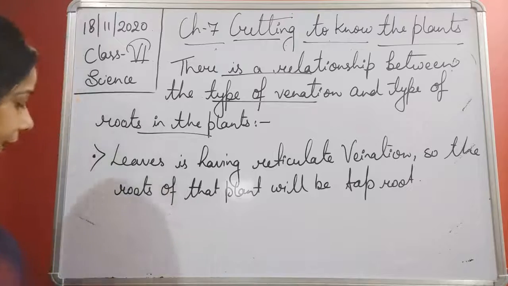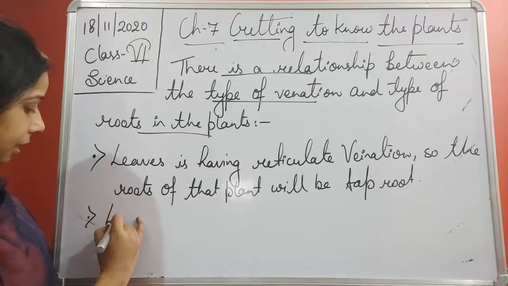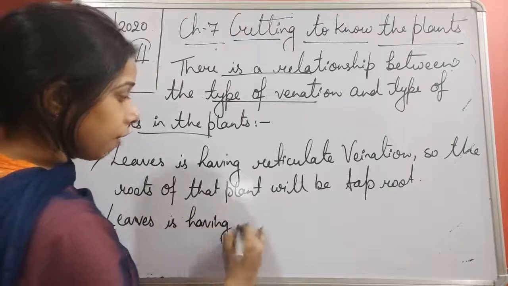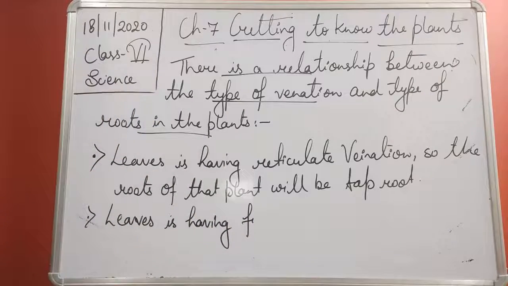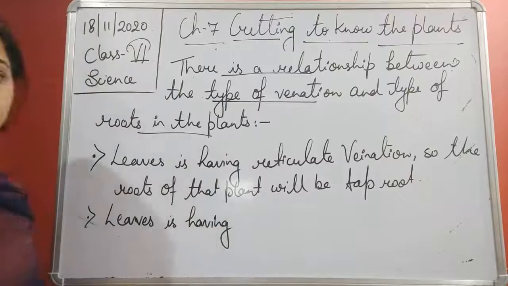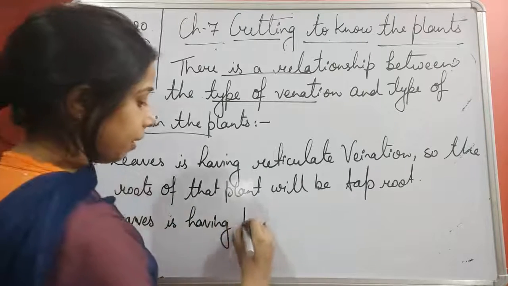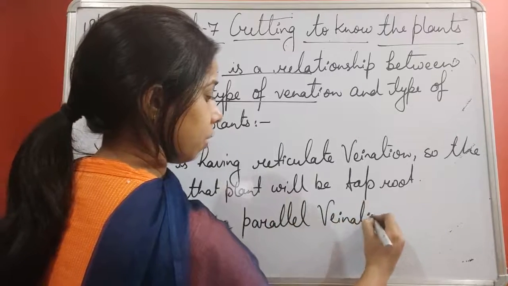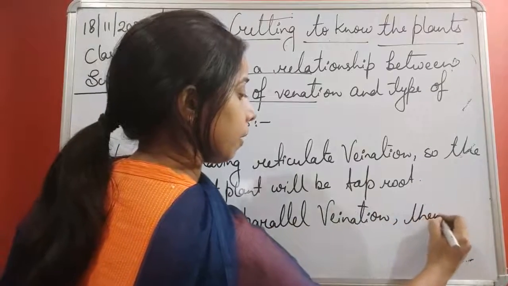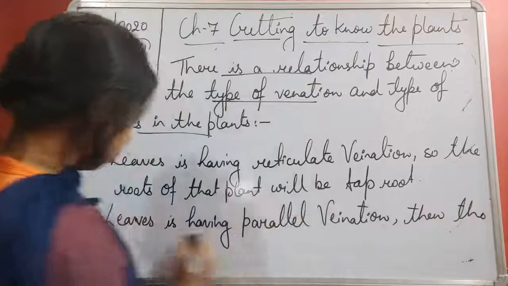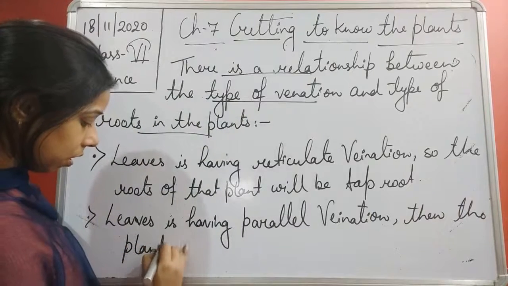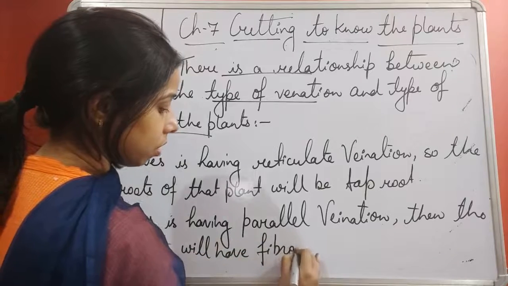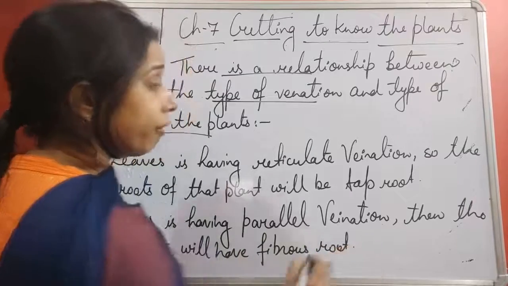The second one is just opposite to the first one. That is, if a leaf is having parallel venation, then the plant will have fibrous root. It is very important, students.